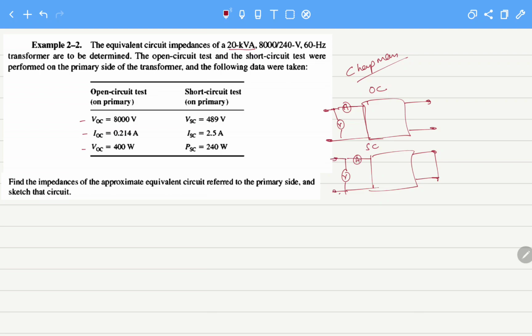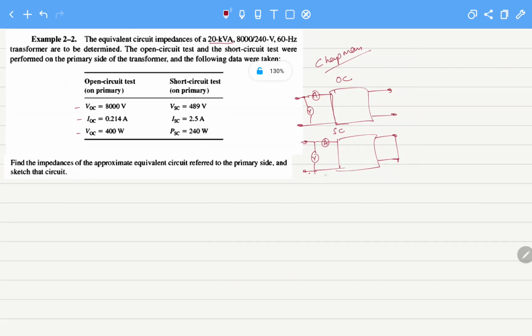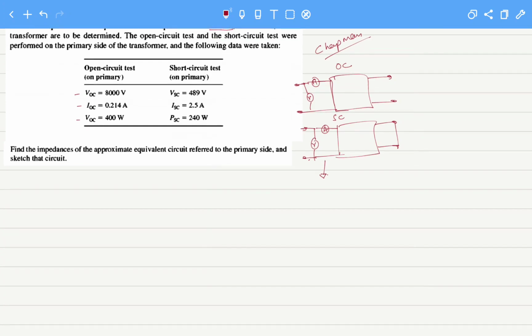So that's a difference from the previous example that we did in part 1 of this lecture series. There was a bit of confusion for the students, but in this one, by using these values, whatever values we calculate will be the values of the transformer reflected to the primary side, because all these values are taken from the primary side.